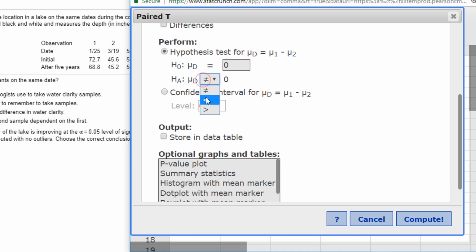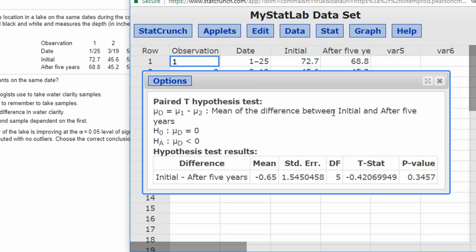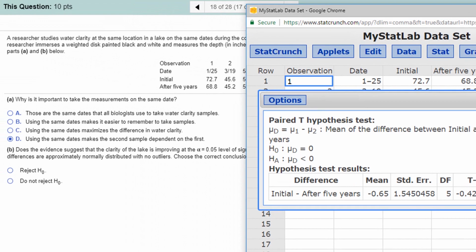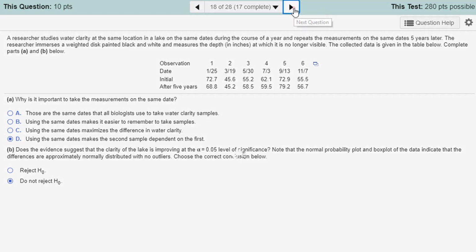So I'm going to pick less than, which is like saying the first mean is less than the second mean. Yeah? Okay. That's the thing you got to be clear about. Well, let's see what we got. We get a p-value of 0.34, so we don't reject the null hypothesis, but we still set it up correctly. Remember, the p-value has to be less than the alpha, 0.05, to reject, and it's not.